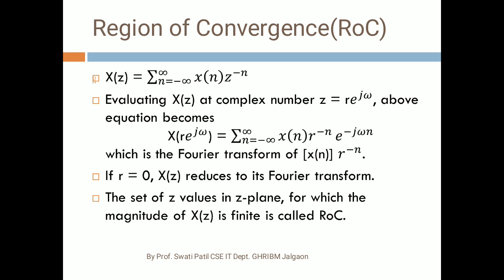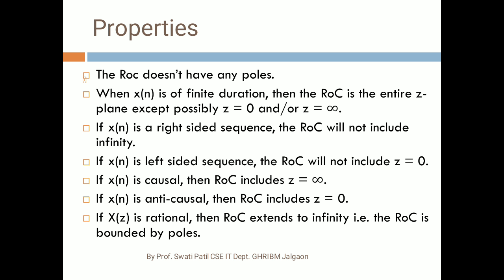The set of z values in the z plane for which the magnitude of X(z), that is the Fourier transform of the signal, is finite, is called the region of convergence.